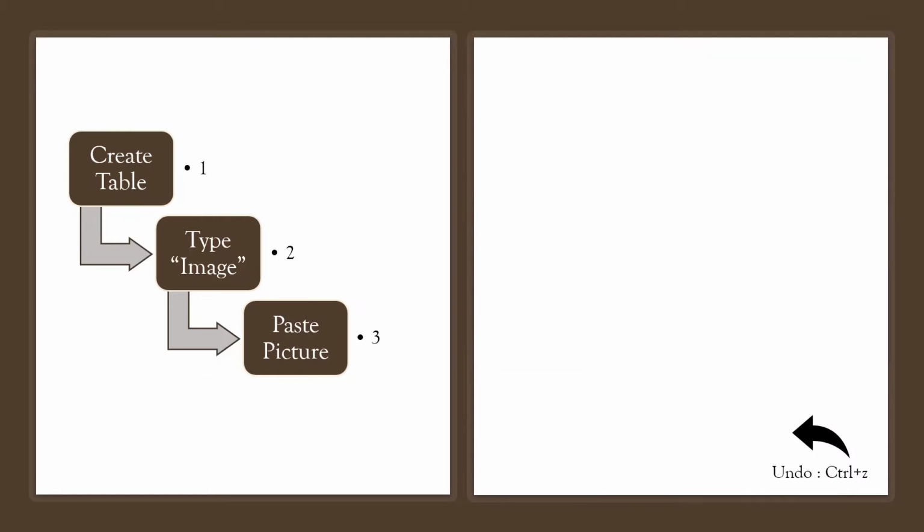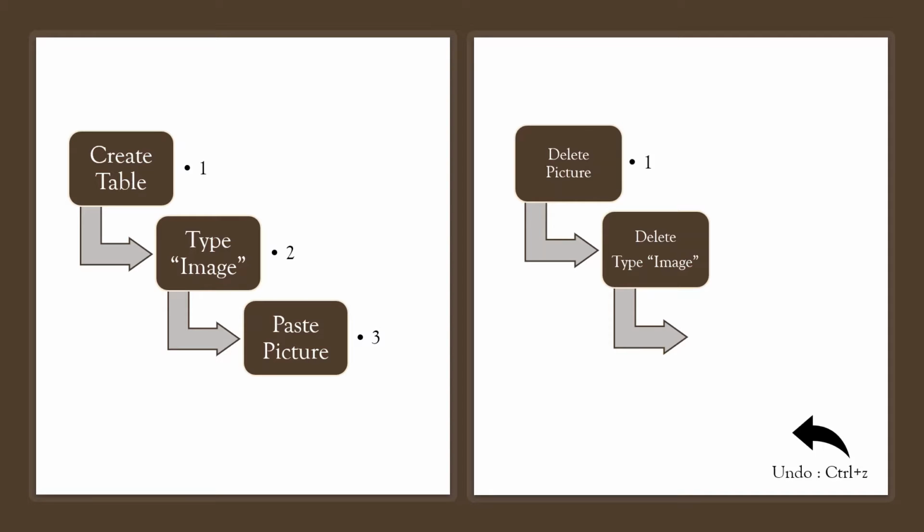When I perform the undo operation, the last operation that I performed is that of pasting a picture. So when I perform undo, the picture must be deleted. Then when I perform an undo operation, the word image that I typed must be deleted, and then when I again press the undo operation, the table itself must be deleted.